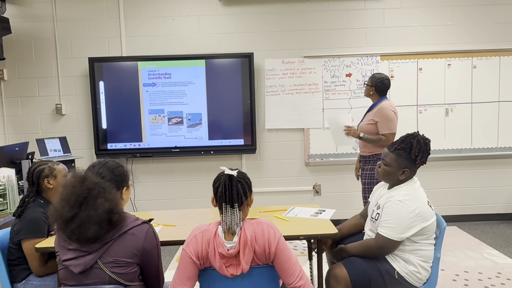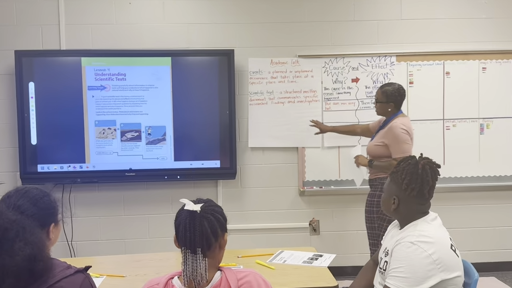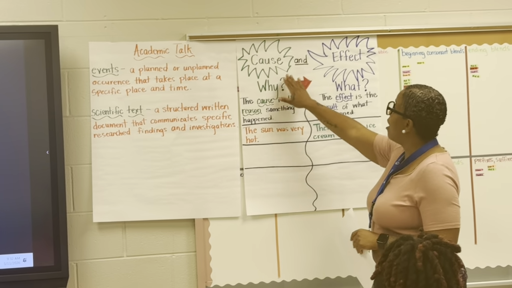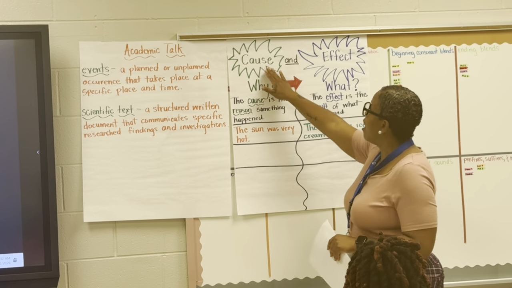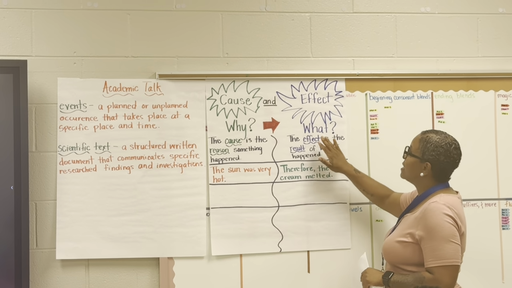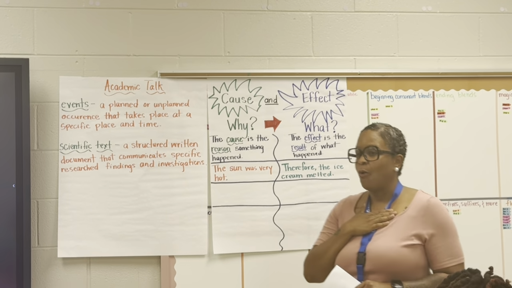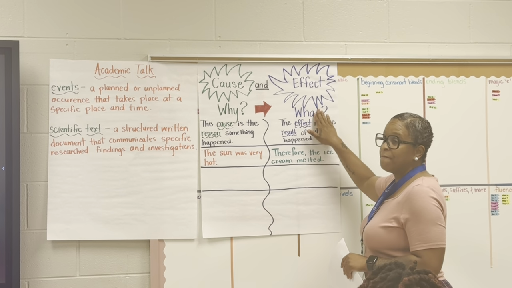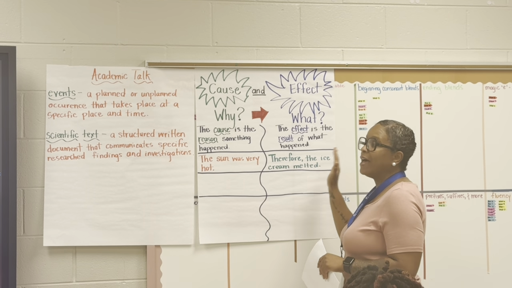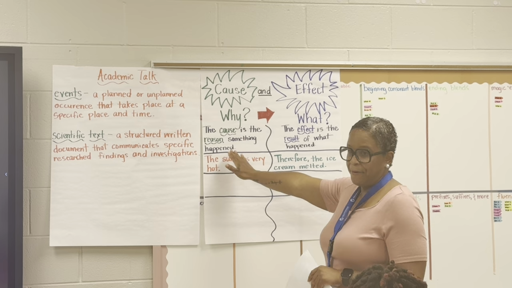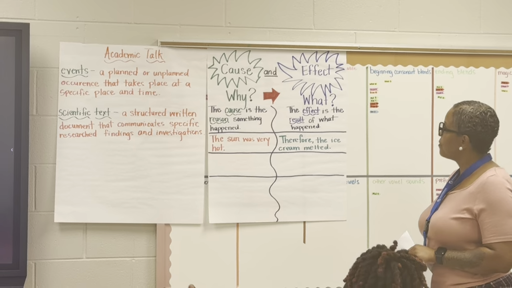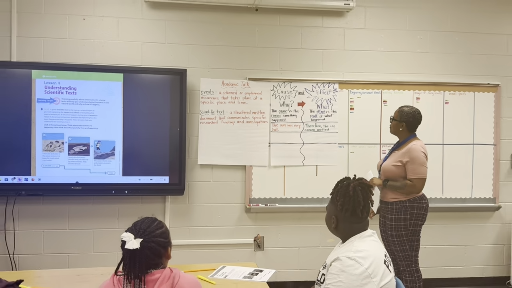All right? Our next two words that are part of our academic talk, I didn't put on this paper because I already made an anchor chart of it. The anchor chart is cause and effect. So the cause is why something happened, and the effect is what happened. So Ms. Badger always likes to start with the effect. What happened? What event, whether it's planned or unplanned, what happened, and then why it happened. So read for me what the definition of effect is. The effect is the result of what happened.